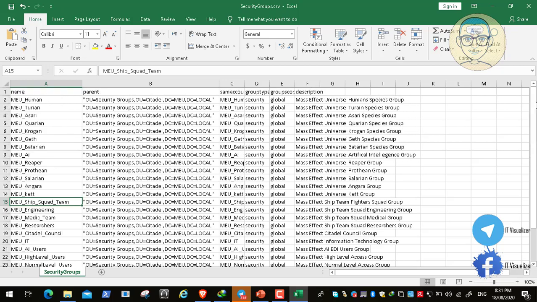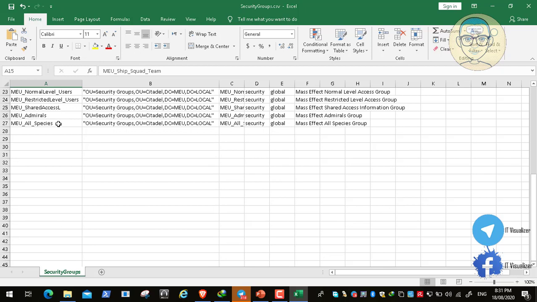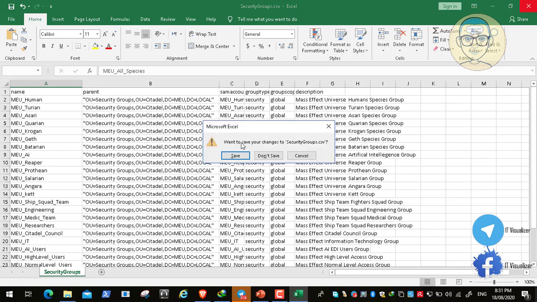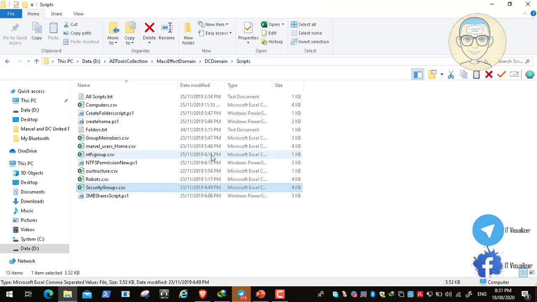So this is all the groups that you will create, and we'll have a group called all species. This will contain all of the species in the Mass Effect universe. Okay, so this is the groups, and we have seen the users, and we have seen the organizational units. We can have a look at the computers.